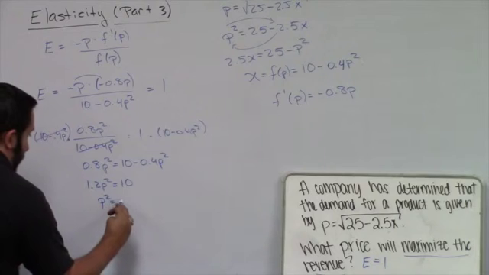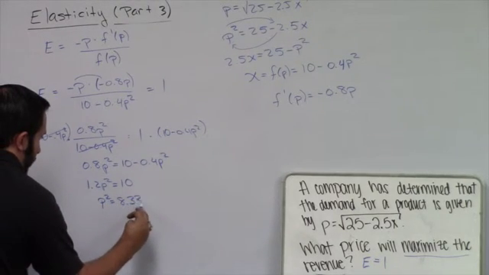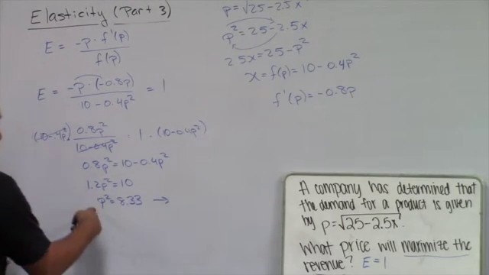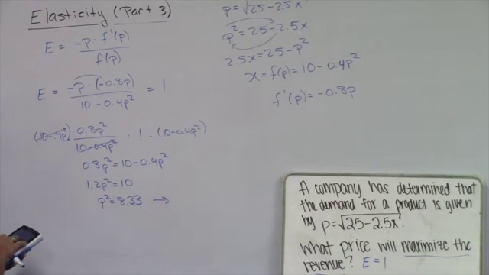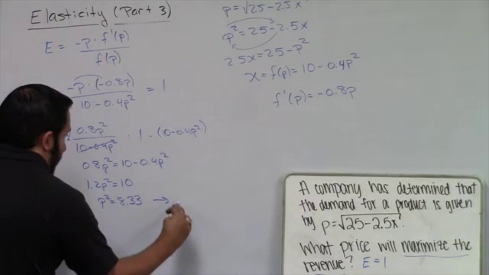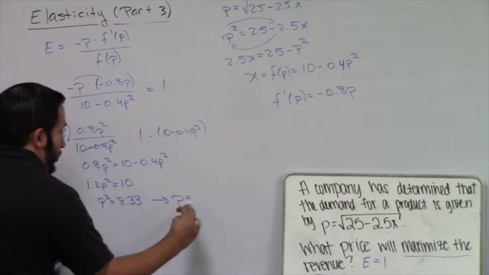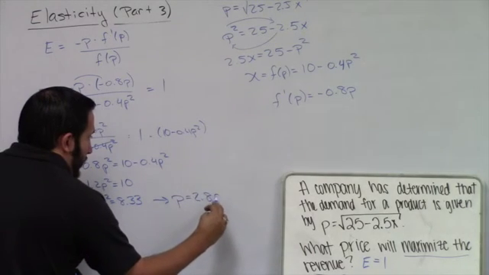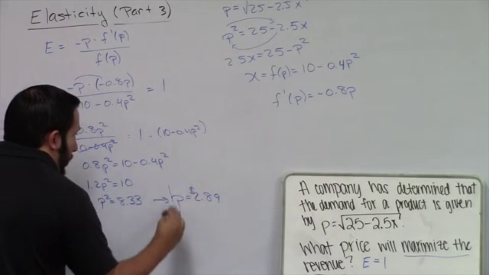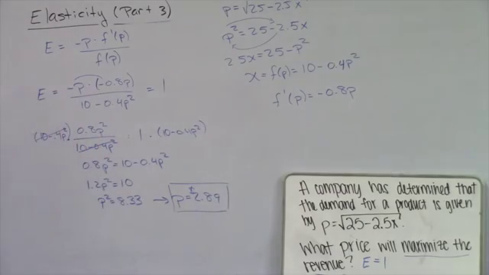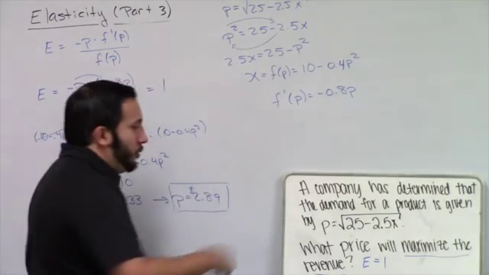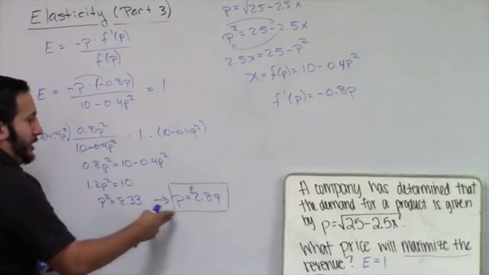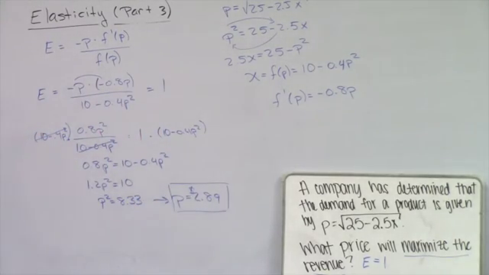So P squared is 8.33. And then finally, to solve for P, you would take the square root of each side. Taking the square root of 8.33, I end up getting about that P needs to be 2.89. And so, given that this is my price function for this certain product, your revenue will be maximized whenever you set it to a price of $2.89.